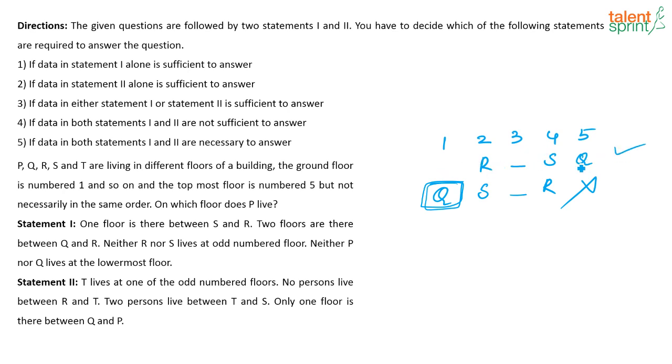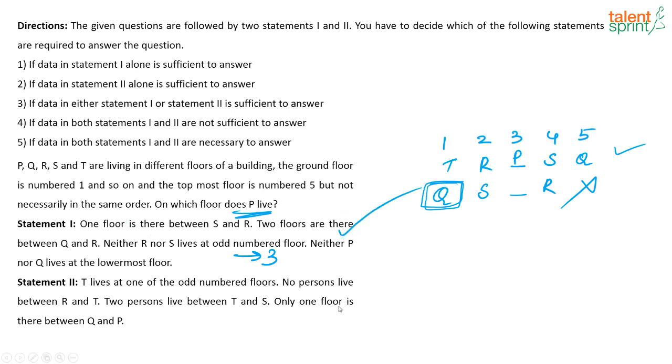Here Q is coming in the 5th floor. And now that I already know P and Q cannot be in the lowermost floor, this has to be P. And so this will be T. So using statement 1 alone, I am able to say in which floor P lives. P lives on the 3rd floor. So using statement 1 alone, I am able to get the answer.